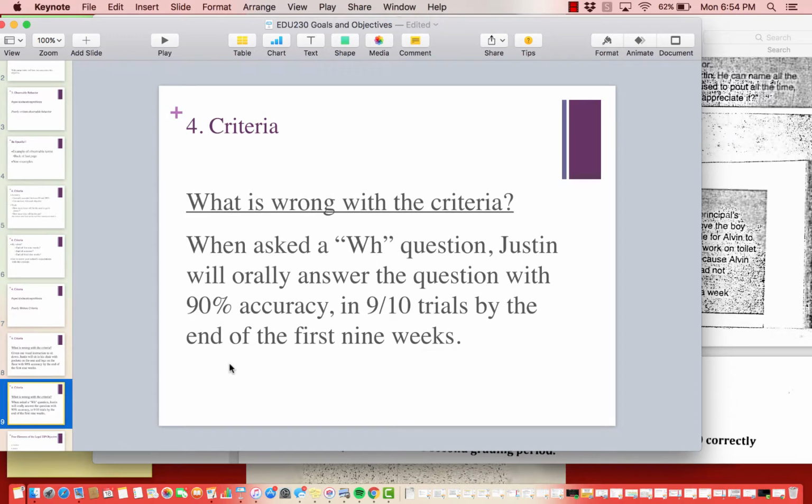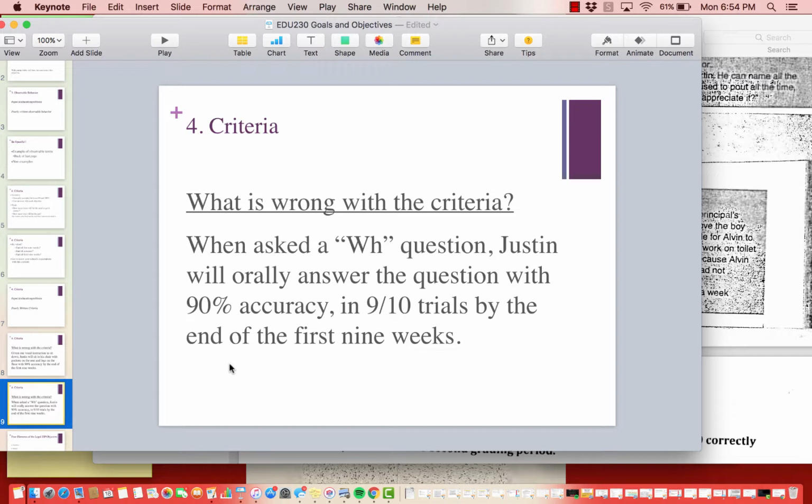All right, another example. The condition. When asked a WH question, Justin will orally answer the question with 90% accuracy and 9 out of 10 trials by the end of the first 9 weeks. Okay, so just to think through this, in this evaluation, the teacher is saying, Justin, where are you from? And then Justin has to have an accurate answer, right? And the reason why this particular one says 9 out of 10 trials, which does make sense, is that that means 10 different times Justin's being asked a WH question.